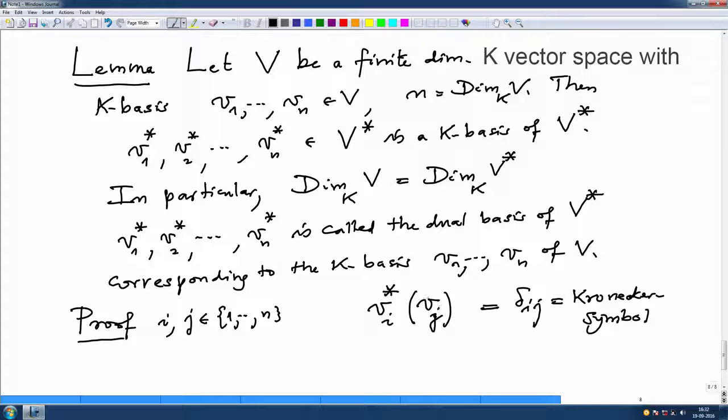It is clear, because if I want to evaluate Vi star on Vj, then I have to write Vj as a unique linear combination of V1 to Vn, but it is already one of the vectors. So, it is already in that form, and then the coefficient of that is 1. So, it is 1 when i is j, it is 0 when i is not j. So, now first I will prove that they are linearly independent. That means if a linear combination A1 V1 star etc., An Vn star is 0, where A1 to An are scalars, then from here I want to conclude that all Ai are 0.